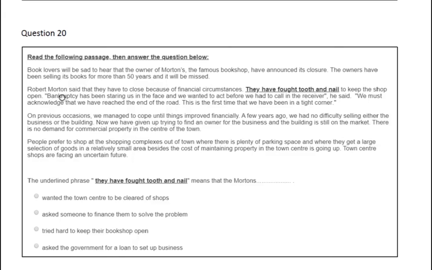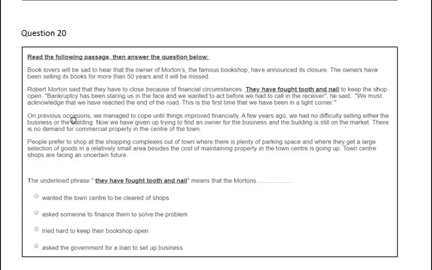Bankruptcy here means that they failed, or they are unable to pay back the loan they got from the bank. It has been staring us in the face, and we wanted to act before we had to call in the receiver. He said, we must acknowledge that we have reached the end of the road. This is the first time that we have been in a tight corner. A tight corner here means that they are in a difficult situation.